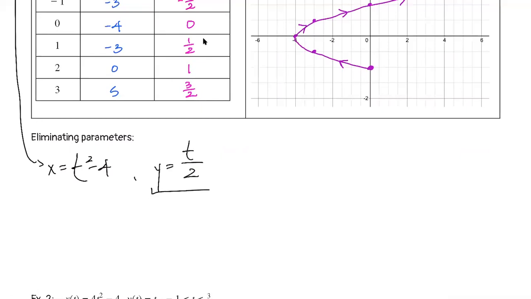I noticed that for y of t, I could isolate t by just multiplying both sides by 2. That means everywhere I see a t, I can replace it with 2y. So that's going to give me x equals 2y squared minus 4. And I could distribute a little bit, so I would get x equals 4y squared minus 4.